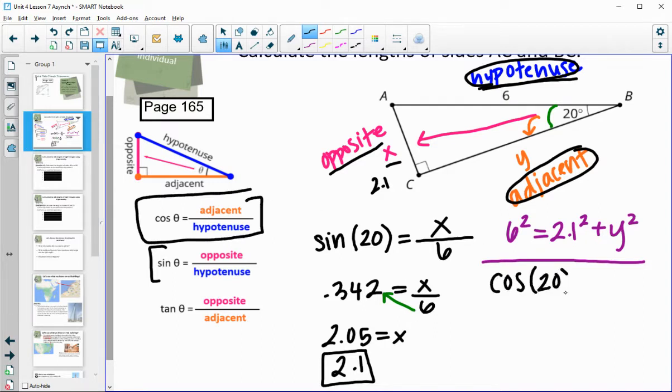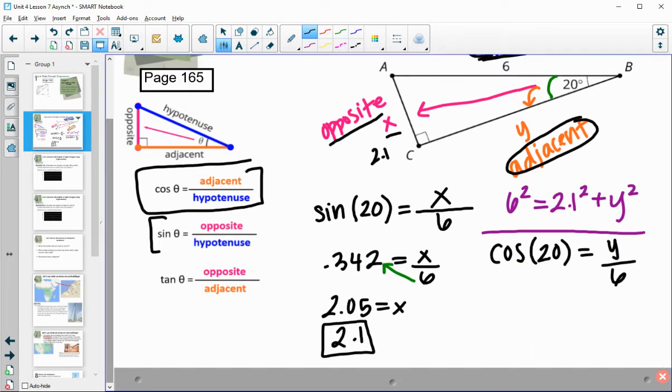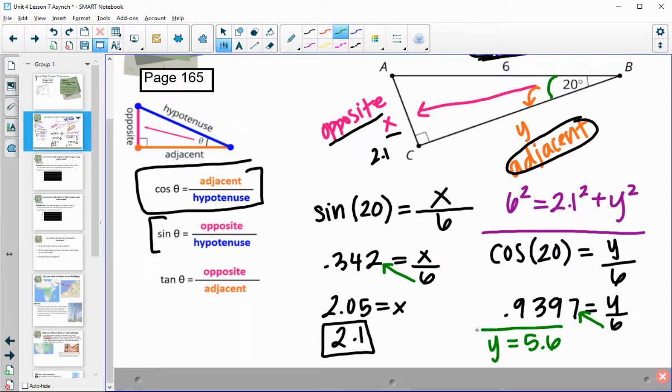So cosine of 20 equals the adjacent side Y over the hypotenuse 6. Figure out cosine of 20 using your calculator, and you get 0.9397 equals Y over 6. Then cross multiply: multiply 6 by that decimal, and you'll get 5.6. If you did the Pythagorean theorem, you would have been close to that as well, but there's your AC and your BC.